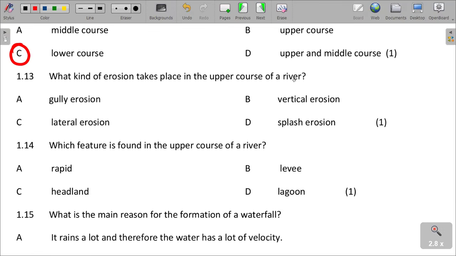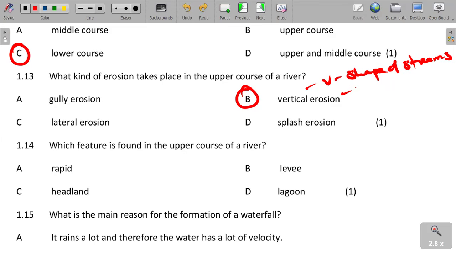And what kind of erosion takes place in the upper course of a river channel? I already touched on that: on the upper course of the river channel, we have dominance of vertical erosion, which results in V-shaped streams. These are the gorges we are talking about. They are formed as a result of this deep undercutting.